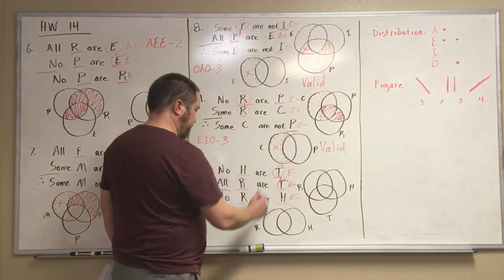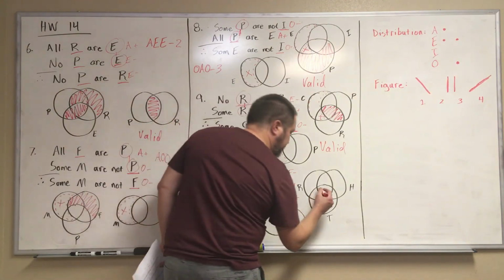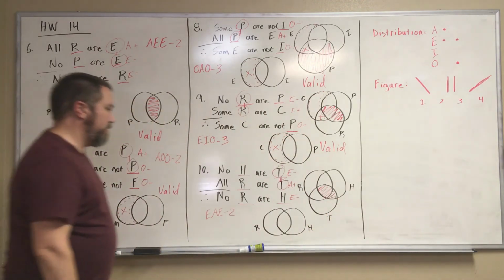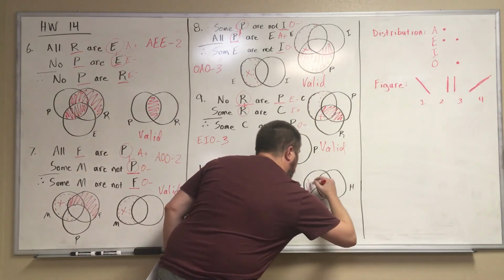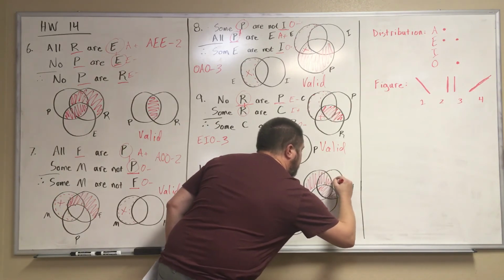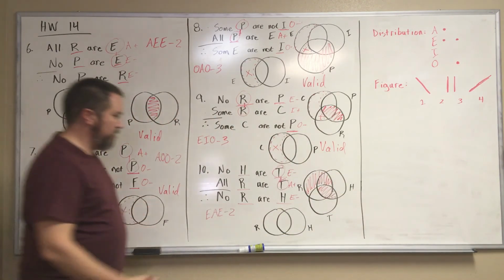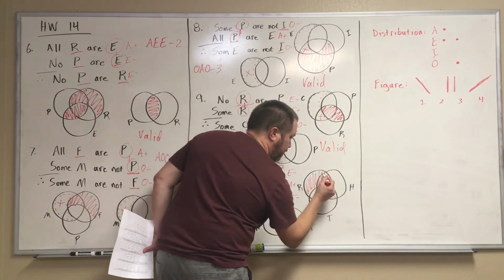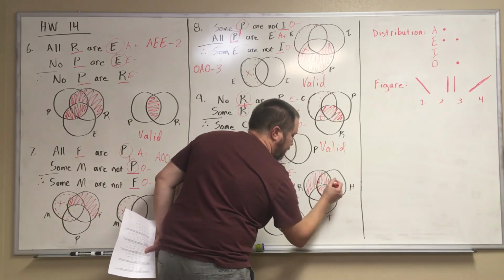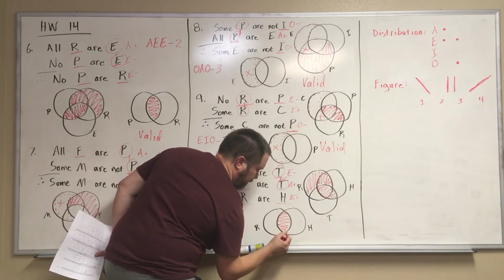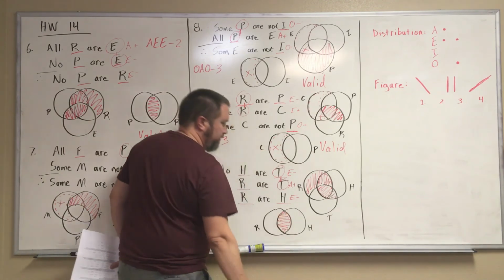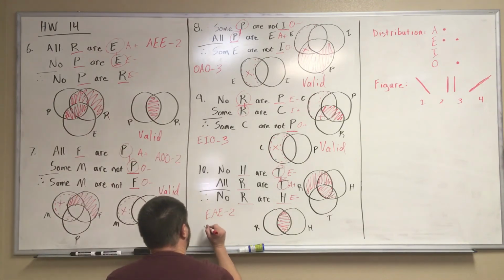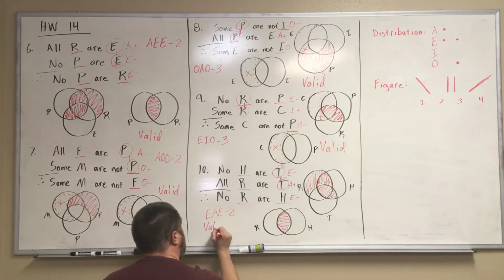All right, so let's fill in the Venn diagram. No H or T. Cross out the football shape. All R or T. Eliminate that crescent moon on the top. And then no R or H. We're looking for that football in the middle to be filled in completely, and it is. We got some extra information. That's okay. This looks like it is valid.